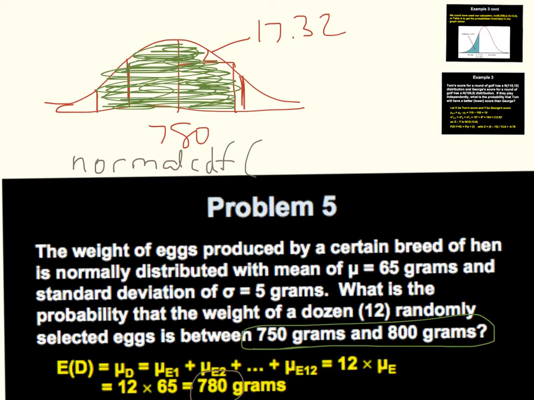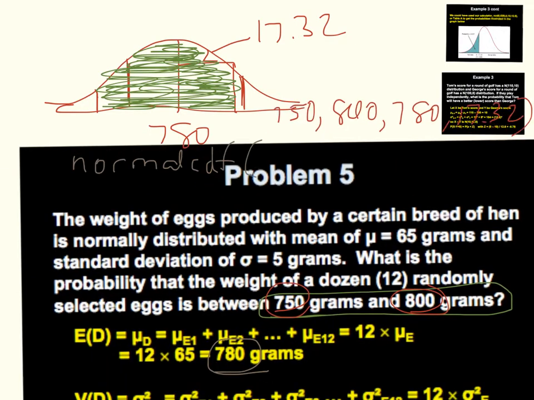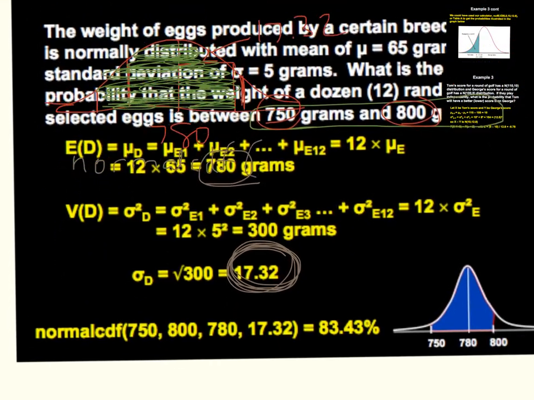And I'll put in my low value, which was 750. And I'll put in my high value, which is 800. And I'll put in my mean, which is 780, and my standard deviation is 17.32. And quite simply, I am just going to hit enter on that, and it is going to tell me what that green area is. And we got it down here.